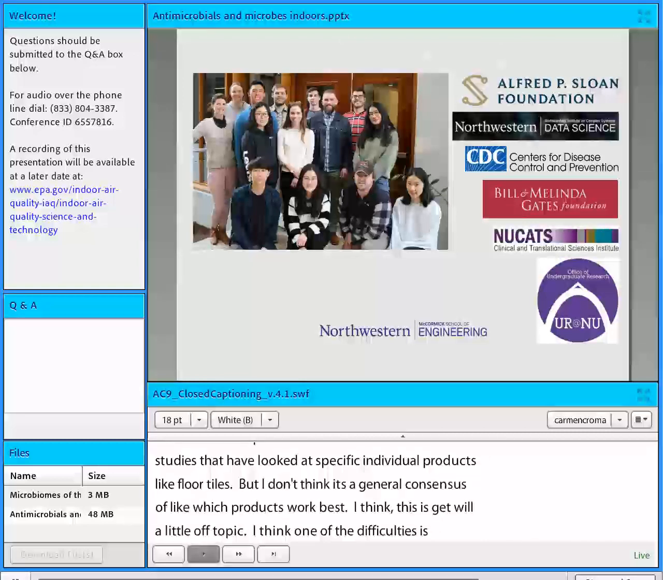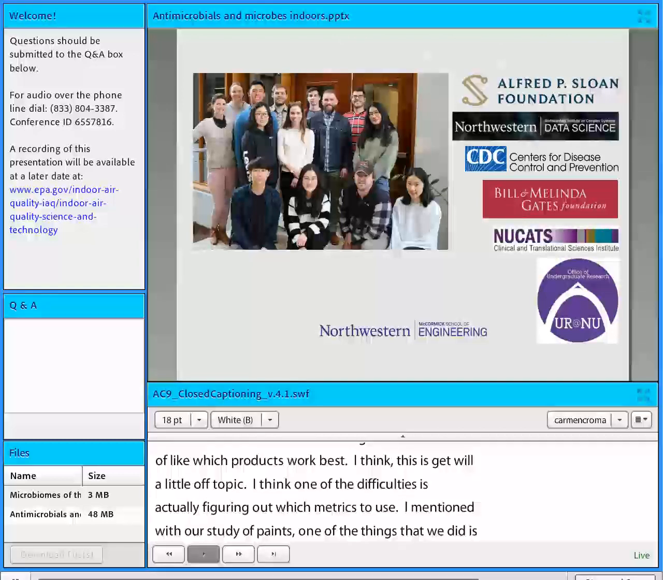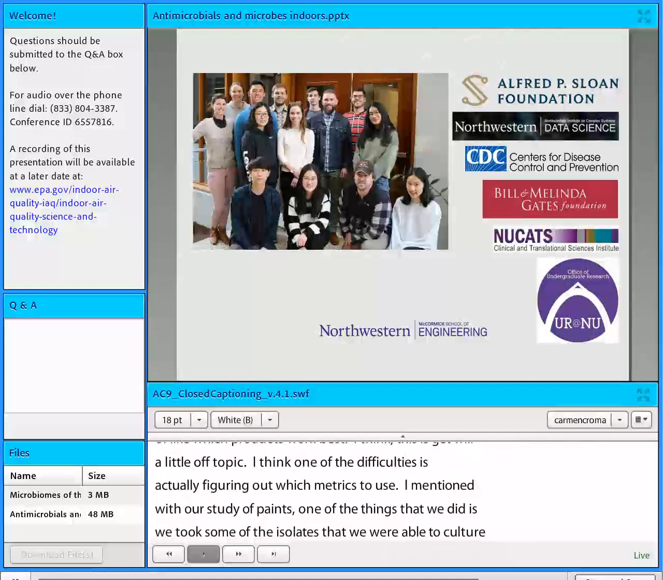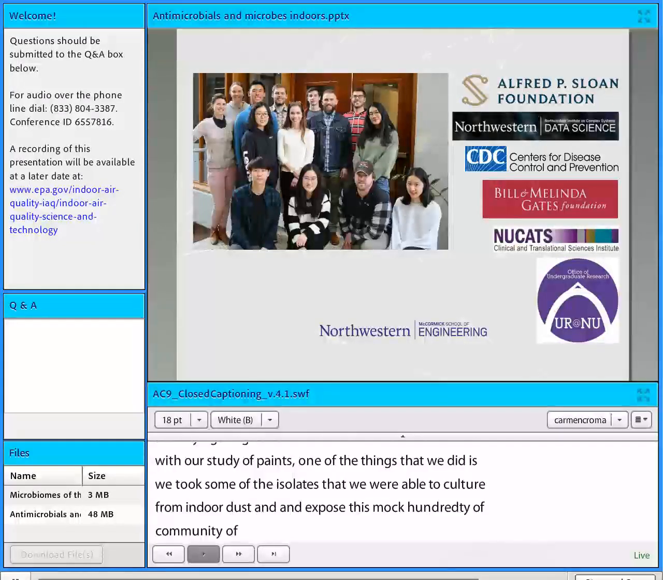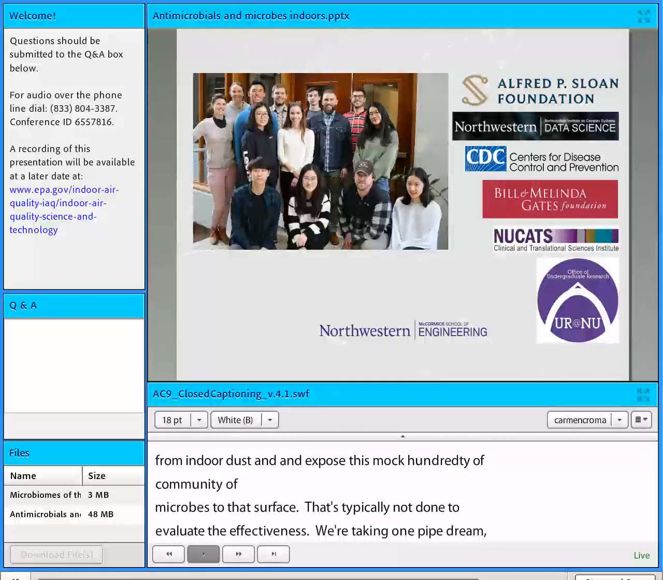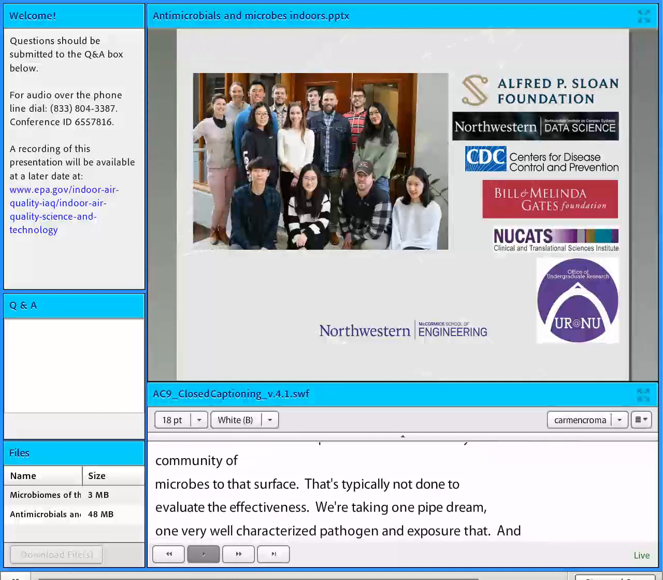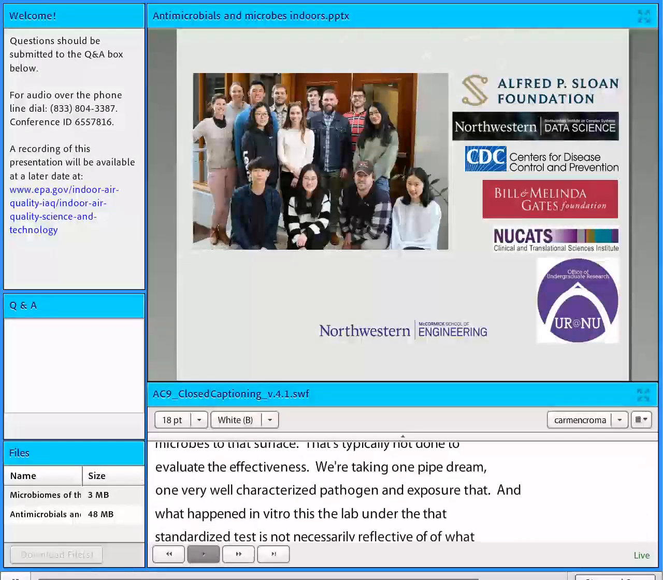So I mentioned that with our study of paints, one of the things that we did is we took some of the isolates that we were able to culture from indoor dust and exposed this mock community of microbes to that surface. And that's not typically what's done to evaluate effectiveness. To evaluate effectiveness of antimicrobial products, typically what we're doing is we're taking one type strain, one very well characterized pathogen, and exposing that. And what happens in vitro in the lab during that standardized test is not necessarily reflective of what really happens, out in the wild in your actual buildings.